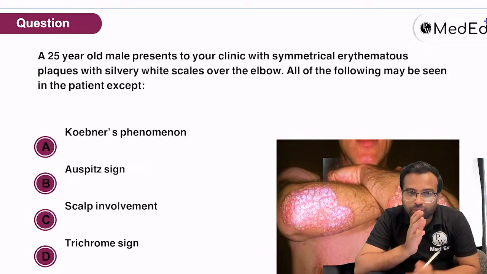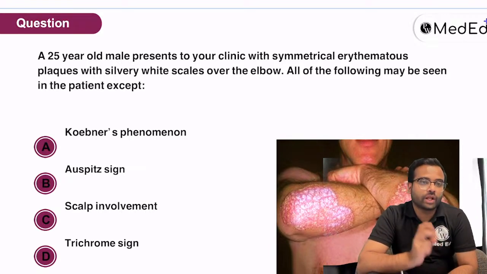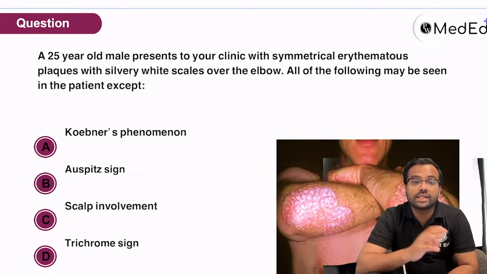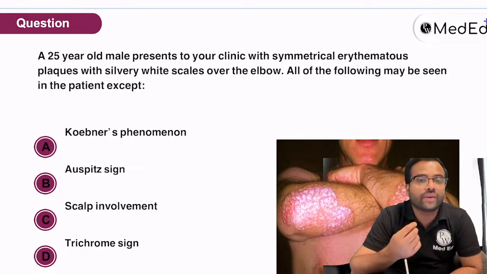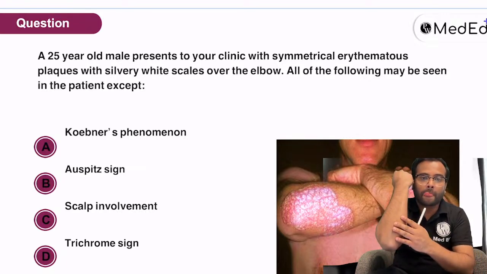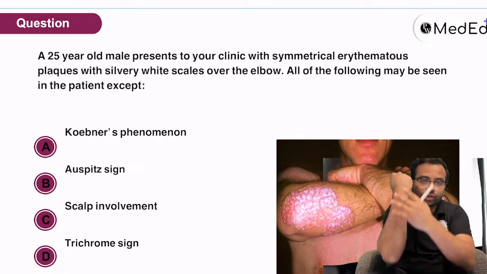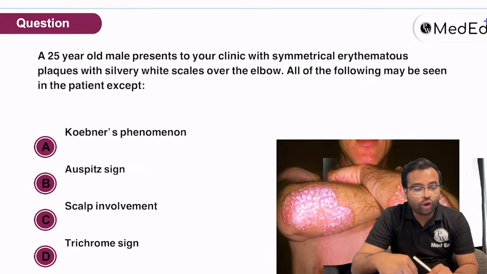So just when you see the image itself, you know the diagnosis. First, read the question. 25-year-old male presents to a clinic with symmetrical erythematous plaques with silvery white scales over the elbow. So what is the area? This is going to be flexure or extensor? So this is going to be the extensor surface, right? So what is the diagnosis? All of the following may be seen except.